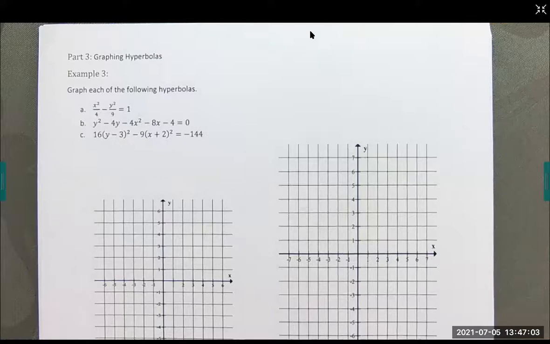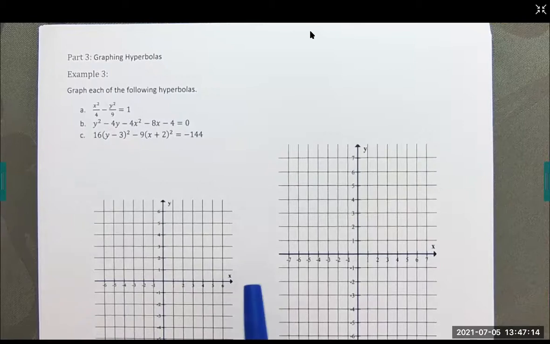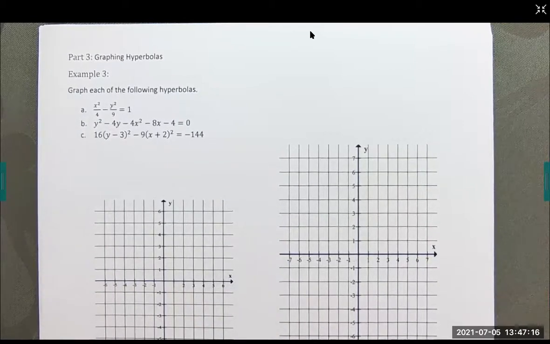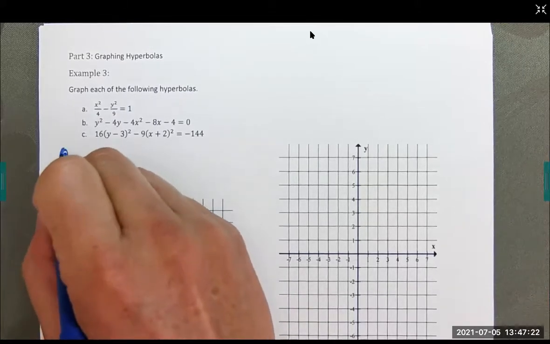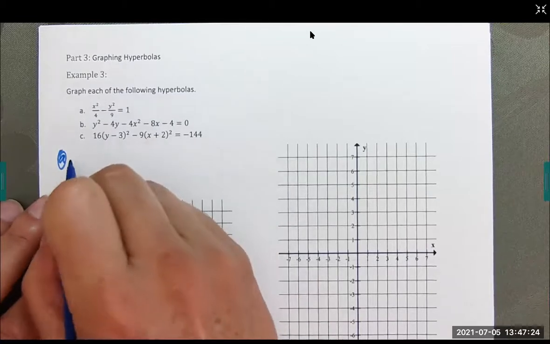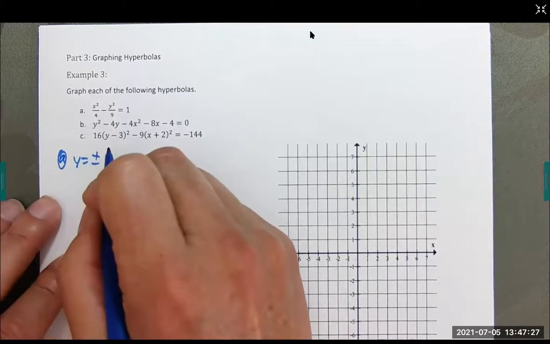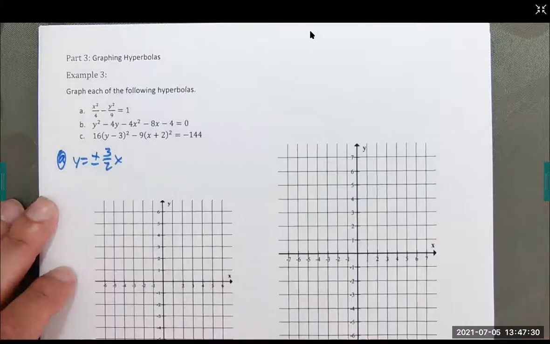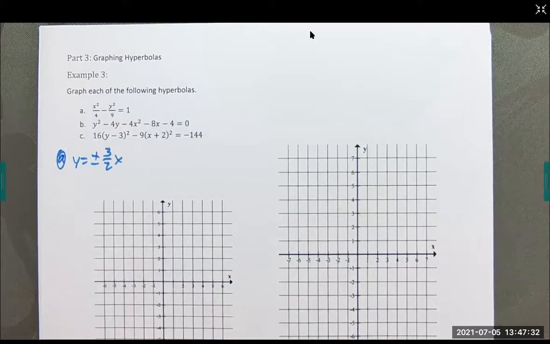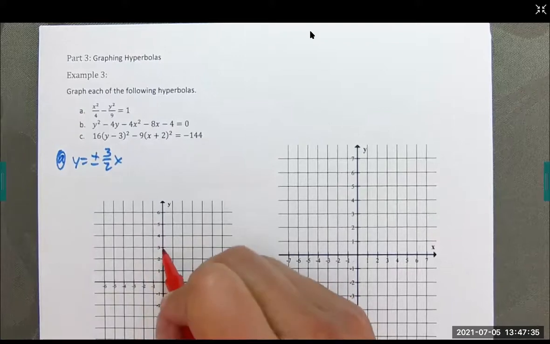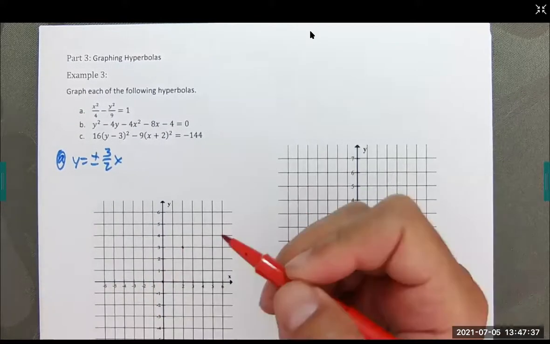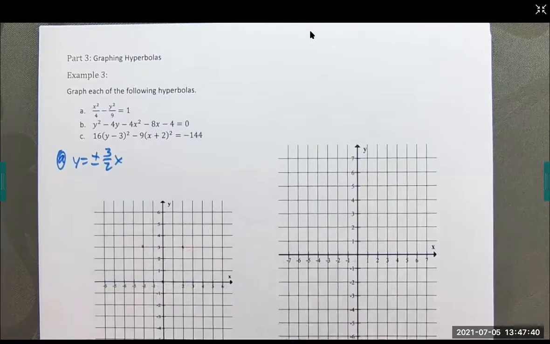So now we're going to actually graph these things. So let's start with part A. Part A, we're going to start at the origin, very nice. We're going to have a horizontal transverse axis. So they're going to be going like this. And it looks like for part A, the asymptotes are going to be y equals plus and minus 3 over 2x. So let's build that in. So up 3 over 2, of course the center's here, and up 3 back 2.